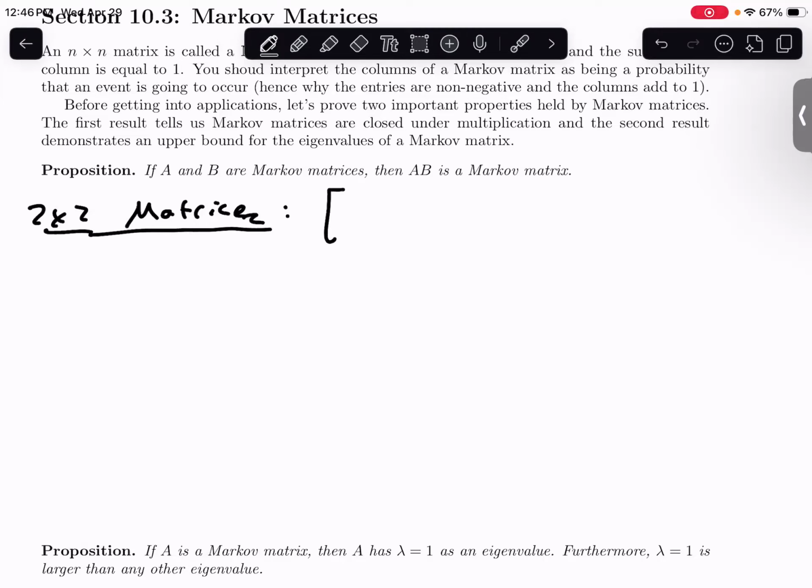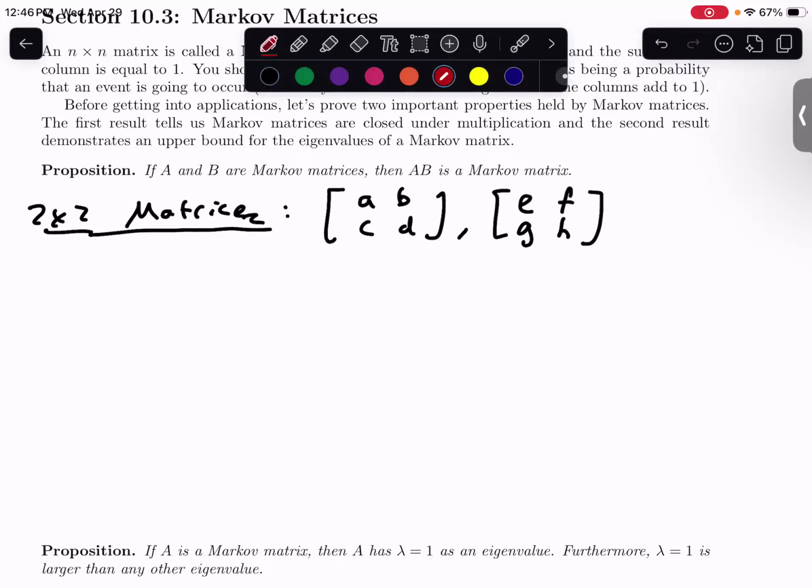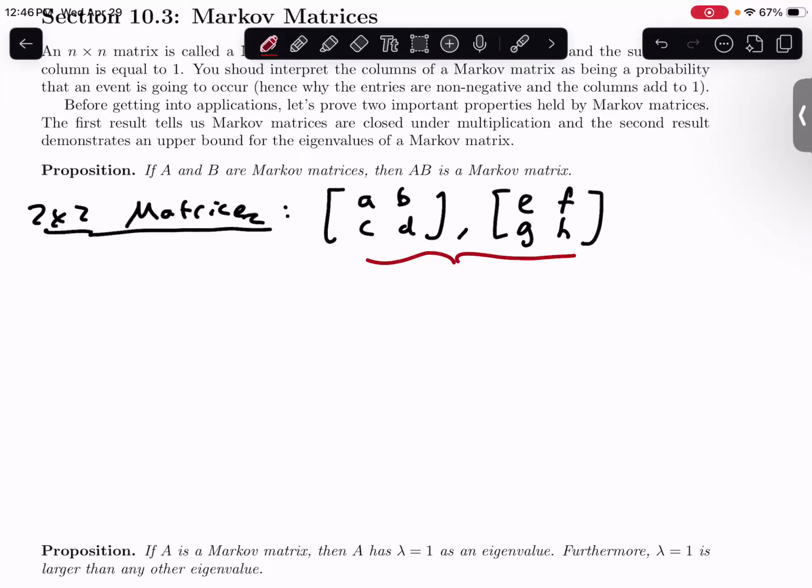So we're going to assume we have 2 Markov matrices, A, B, and then C, D. And then we also have another one given by E, F, and then G, H. So we're assuming that these are Markov matrices. And really the quality that we care about is that if you take A plus C, it has to be equal to 1. If you do B plus D, it's equal to 1. If you do E plus G, it's equal to 1. And if you add F and H together, it's going to be equal to 1.